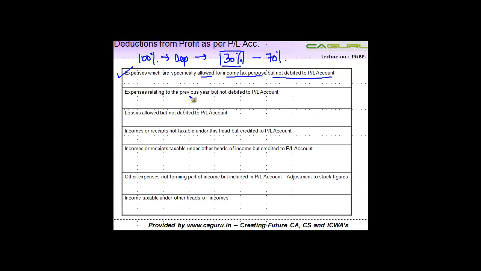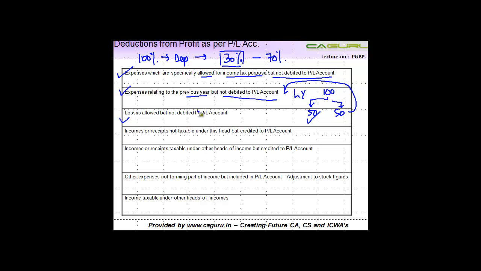Second, expenses relating to the previous year but not debited to the profit and loss account. Right? So let's say, for example, last year you made a payment of 100 which was 50 for the last year and 50 for the current year. You booked this 50 but you did not book this 50 in the current year. So then this has to be reduced.